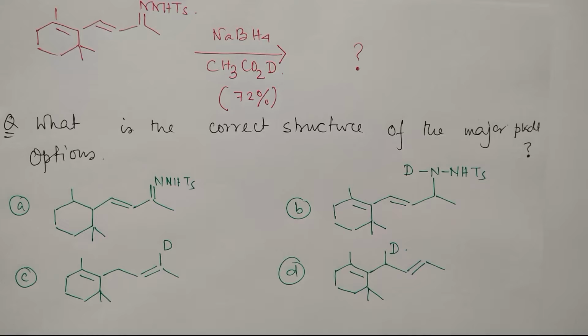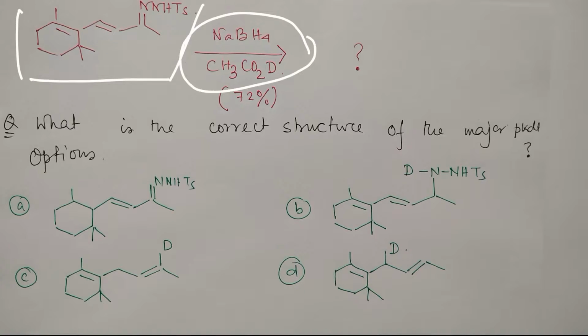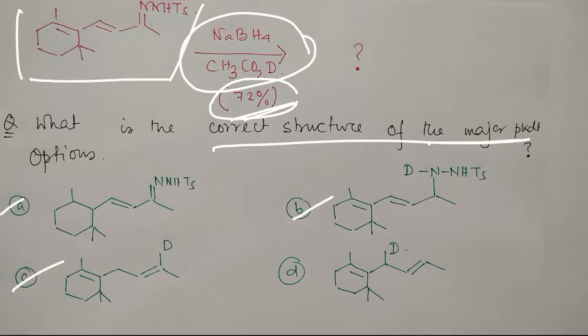So today we are going to discuss a multiple choice question about this reagent. In the presence of sodium borohydride and deuterated acetic acid, it produces a product with 72% yield. That is the major product. Now the question: what is the correct structure of the major product? In order to answer the question, 4 options are provided in front of you.